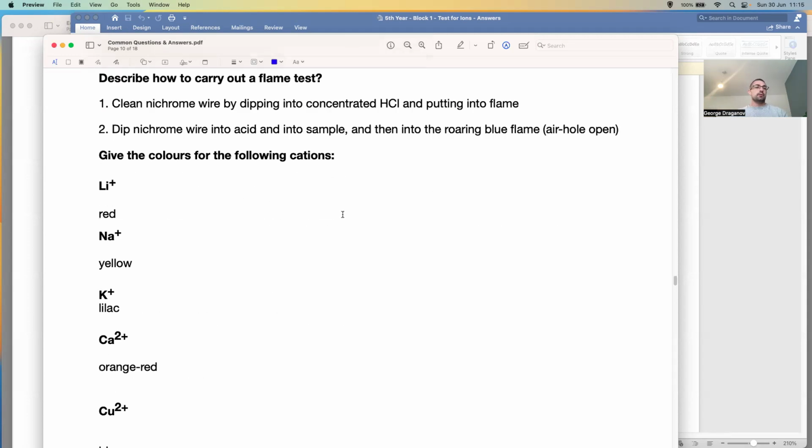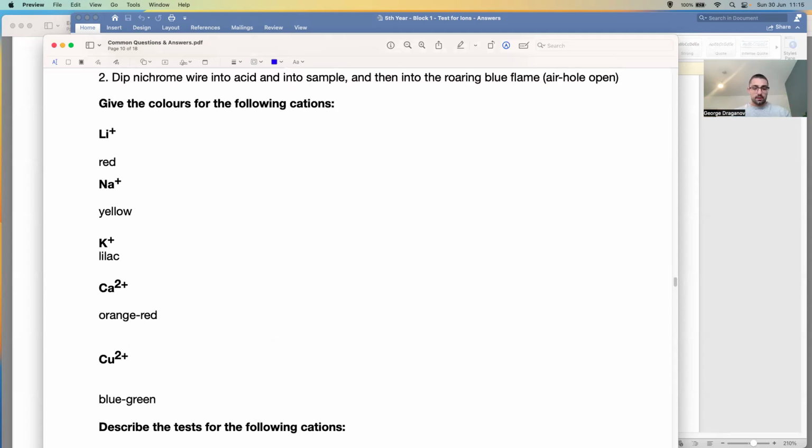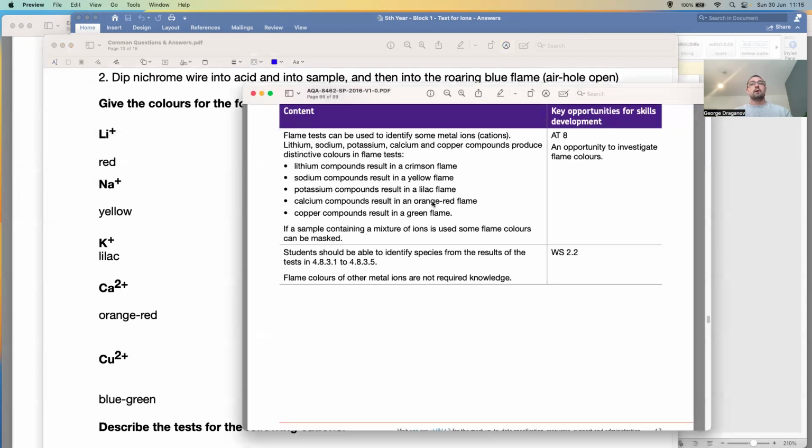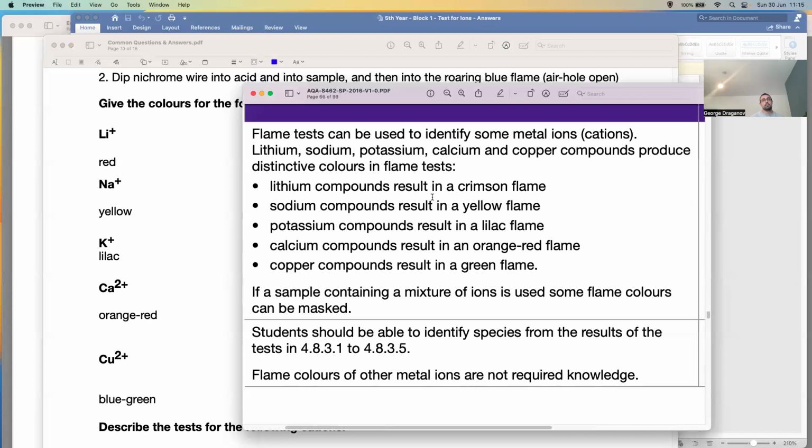Okay, now the colors. These are the colors you observe for the ions. Now these are going to be the Edexcel colors. And to do 2-in-1, I'm going to do the AQA colors right here as well, so you can see them side by side, whatever is relevant to your syllabus. As you can see, they have a huge similarity. Sodium is yellow, sodium is yellow. Potassium is lilac, potassium is lilac. Calcium is orange-red, calcium is orange-red. Copper is blue-green, copper is green, slight difference.